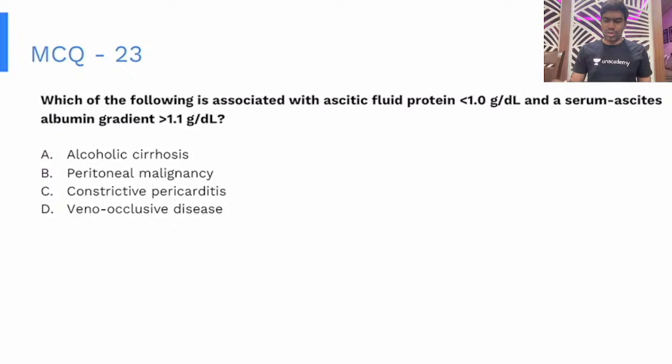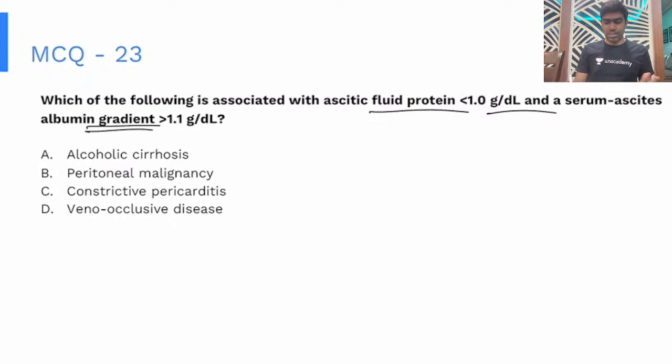And coming to question number 23, which of the following is associated with ascitic fluid protein of less than 1 and a serum ascites albumin gradient of more than 1.1? So again, this is a very, very common question in the last 2 years' papers. If you take specifically, it is a very common question asked in almost all of the INI-CET exams in the last 3 sessions.